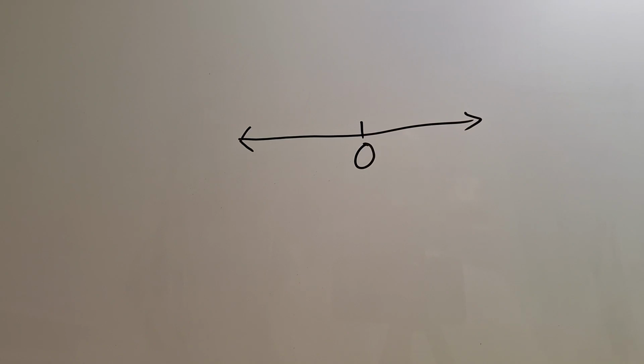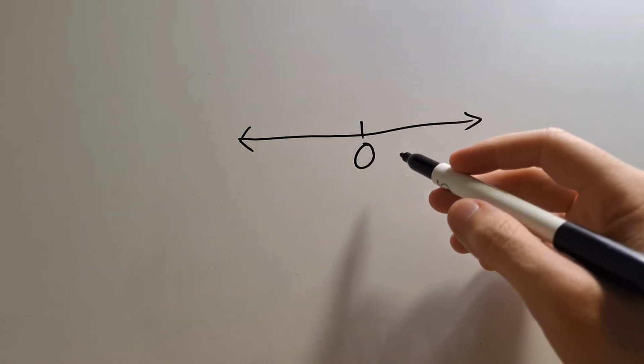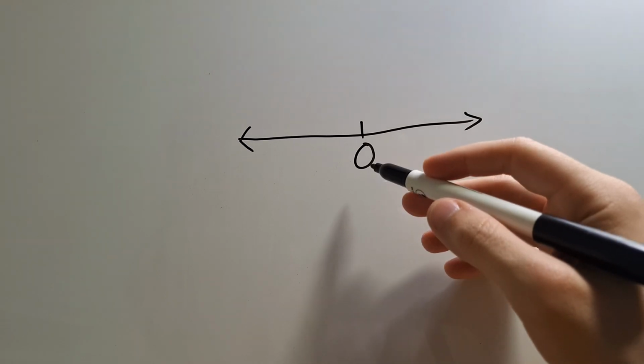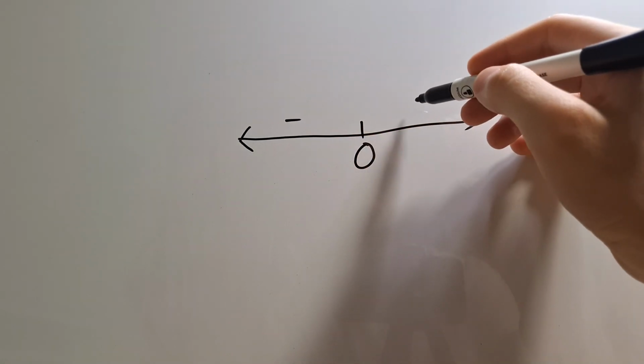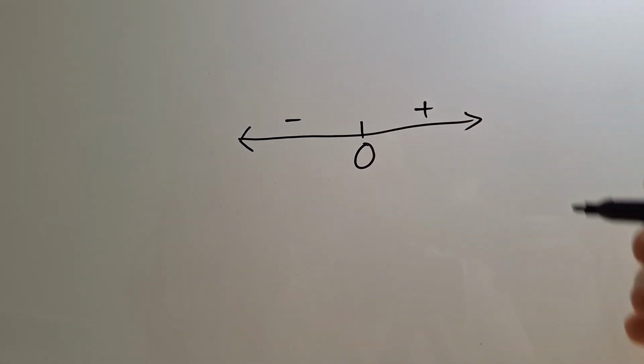Hello everyone, in this video I'm going to show you how to compare the value of two different numbers to determine which number is larger and which number is smaller. So for reference, I drew a number line up here. We know that 0 is the dividing point between negative numbers and positive numbers.